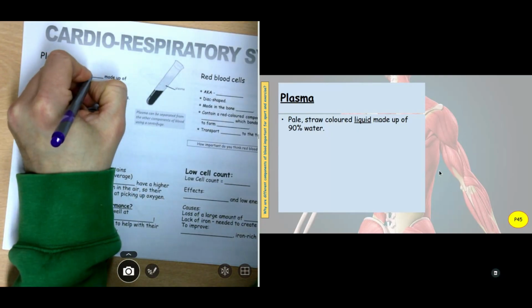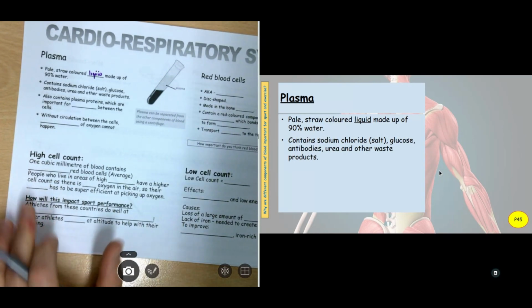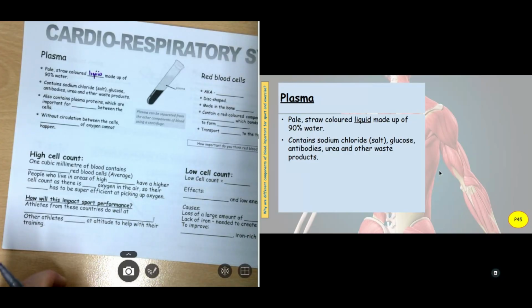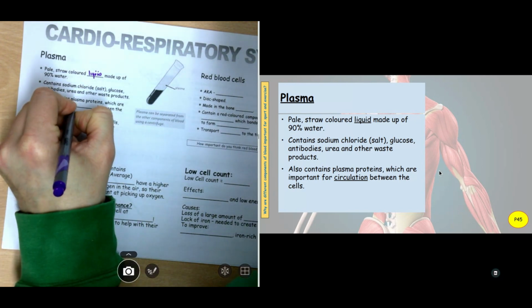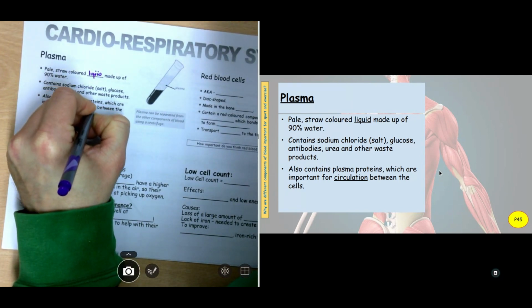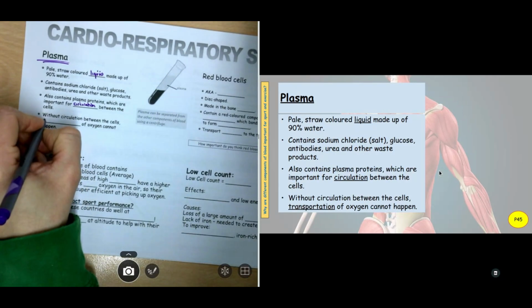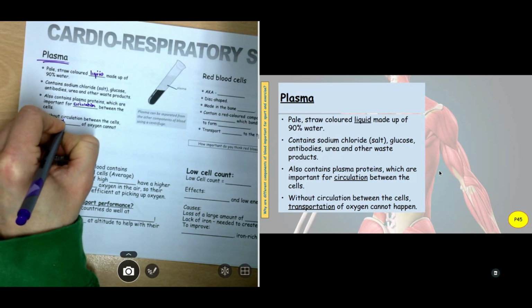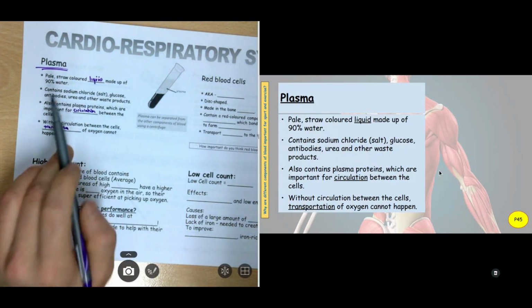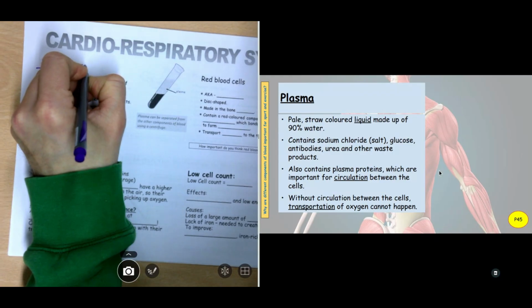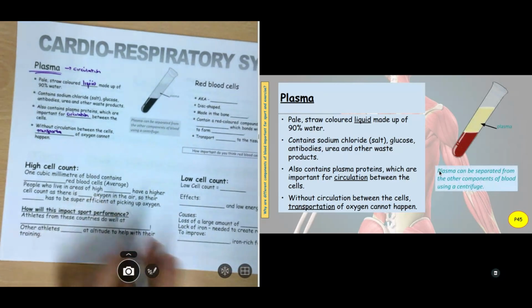Plasma is a straw coloured liquid which is made of 90% water. It contains sodium chloride or salt, glucose, antibodies, urea and other waste products. It also contains plasma proteins, and these are important for circulation. That's the main function of plasma, is circulation between the cells. And without that circulation, we wouldn't be able to transport oxygen. So plasma is kind of the thing that's important for us to be able to move all of the other cells around the body. So plasma we need for circulation. There's a little picture of that on the side there, which is on the screen.